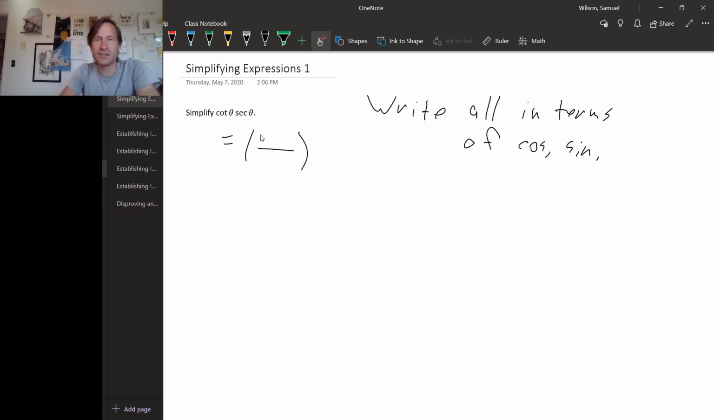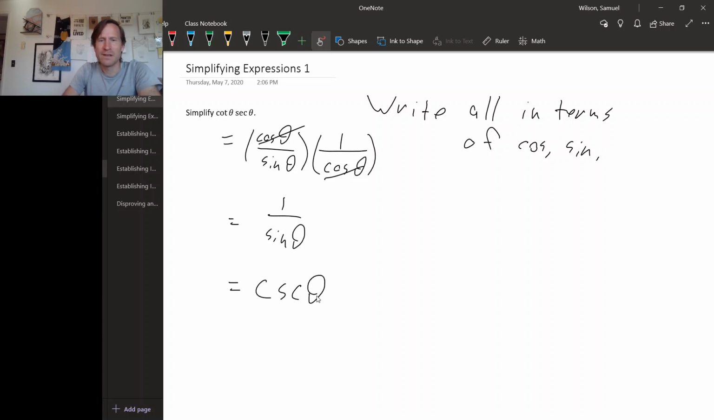That cotangent is cosine theta over sine theta. And secant theta is 1 over cosine theta. Those are just basic identities about cotangent and secant. But now that we have it written this way, we can simplify these fractions. Those cosines are gone, and we end up with 1 over sine theta. But 1 over sine theta, that's cosecant theta. So that's one way we can use identities to simplify cotangent theta times secant theta. And the trick that we used was just to write everything in terms of cosine and sine.